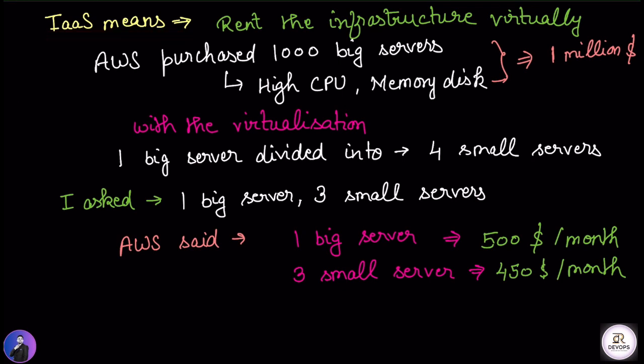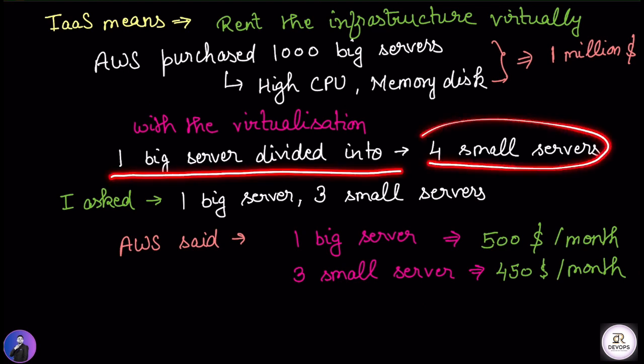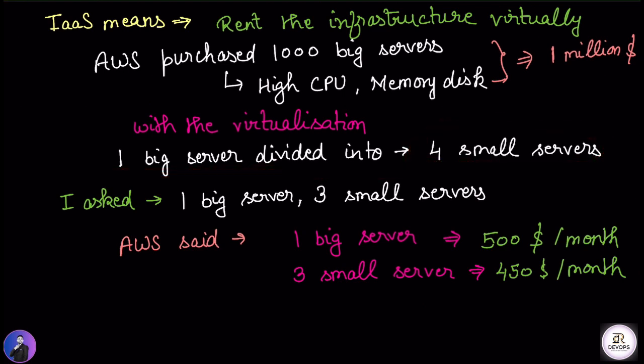Rent the infrastructure virtually. So for example, AWS has purchased 1000 big servers. There are too many servers. They are buying them. They have high CPU, high memory, high disk, and for example, their cost is $1 million. But what happens with virtualization? One big server is divided into four small servers. Now I will ask AWS, okay AWS, give me one big server for my work, then three small servers. So AWS will say, okay, take one big server, three small servers.